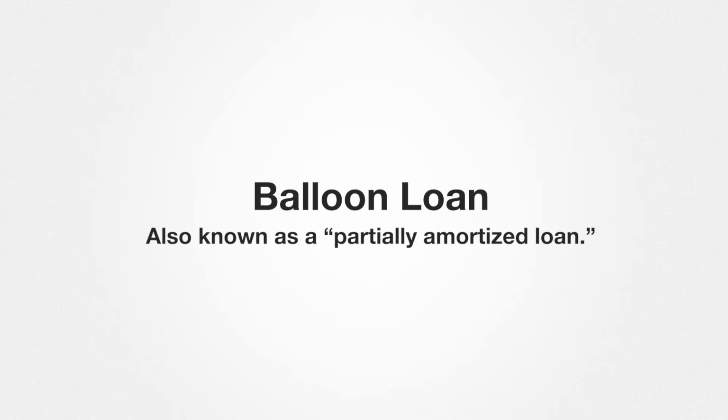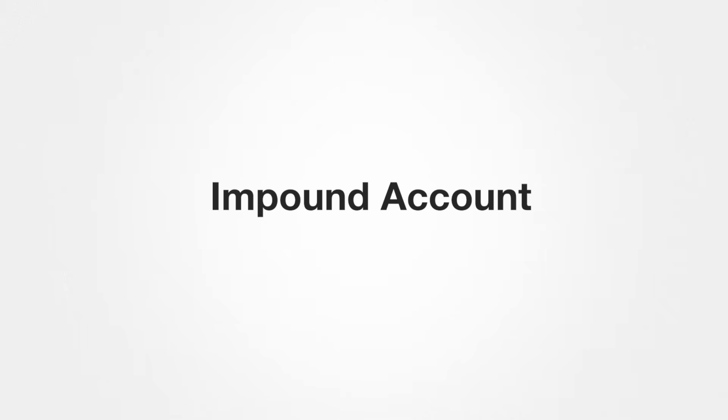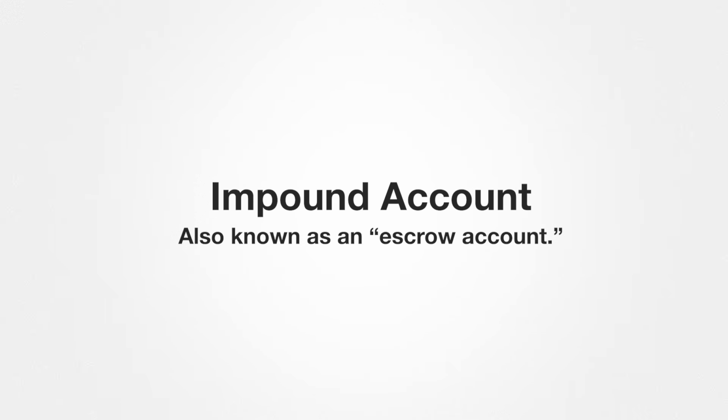Balloon loan, or partially amortized loan. A balloon loan is a short-term partially amortized loan with relatively low monthly payments, often covering only interest, followed by a single large balloon payment at the end of the loan, which is typically 3 to 7 years, to pay off the remaining principal. On the exam, I want you to know that the balloon means big payment at the end.